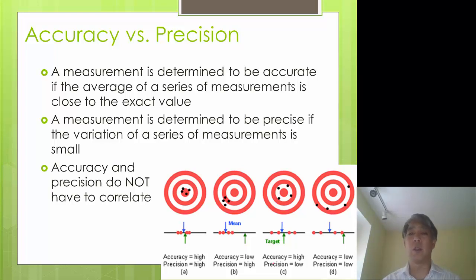Those two targets are considered to be accurate. So A and C are accurate. But accuracy is a relative term. You can only say something is more accurate or less accurate. Okay, something is more precise or less precise.